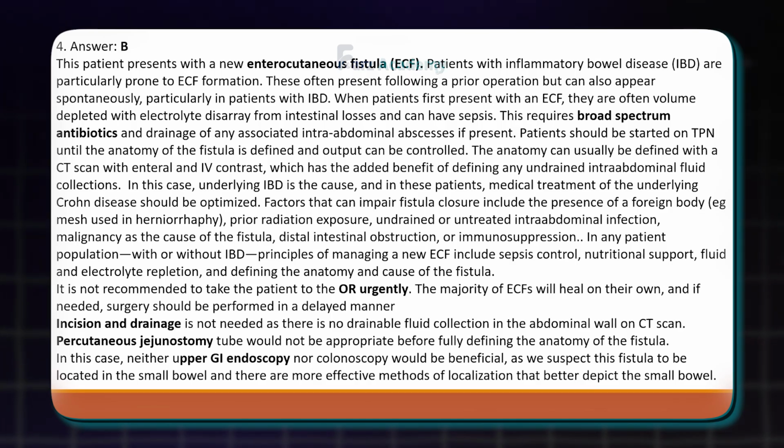When patients first present with ECF, they are often volume depleted with electrolyte derangements from intestinal losses and can have sepsis. So definitely they require broad spectrum antibiotics and drainage of any associated intra-abdominal abscesses if present. Patients should be started on TPN until the anatomy of the fistula is defined and output can be controlled. The anatomy can usually be defined with a CT scan with enteral and IV contrast, which has the added benefit of defining any undrained intra-abdominal fluid collections.